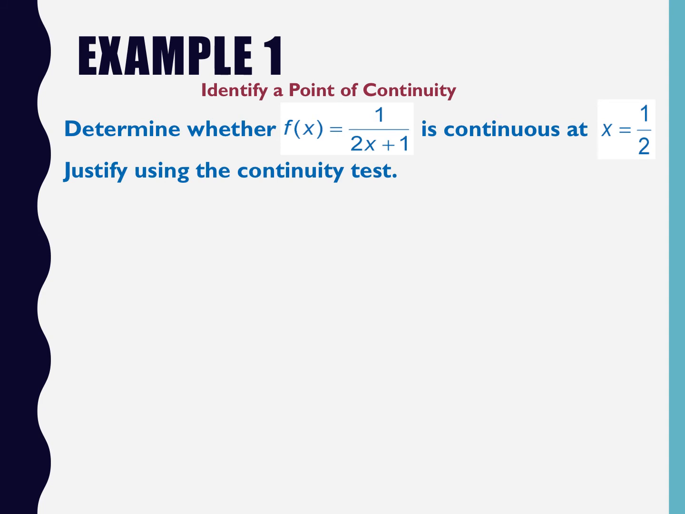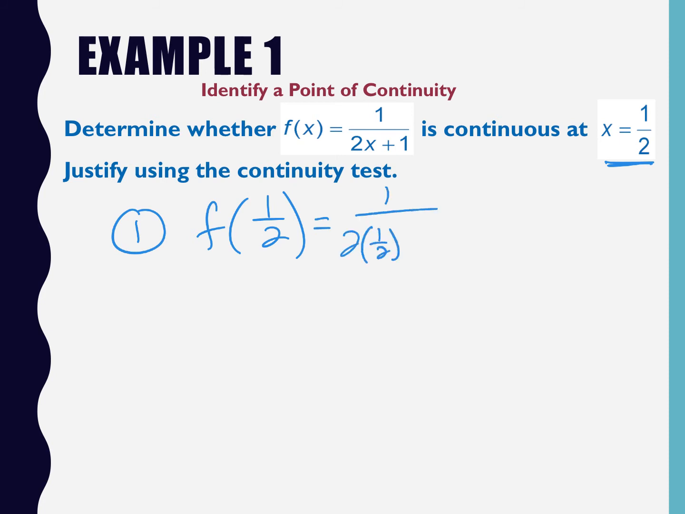So it says, determine whether f of x = 1 over 2x + 1 is continuous at x = 1/2. If I were to apply my continuity test here, step 1 is showing evidence of plugging in the value we're exploring. We're exploring x = 1/2, so we plug 1/2 in for x. Simplifying, I get 1 over 1 plus 1, so I end up getting 1/2. So I get a value, check.